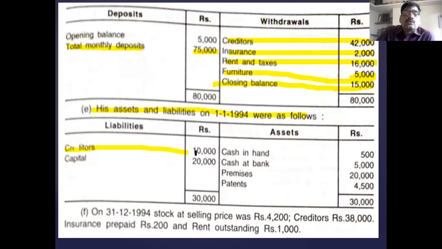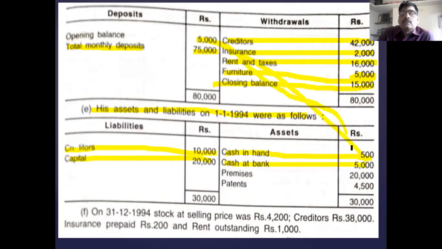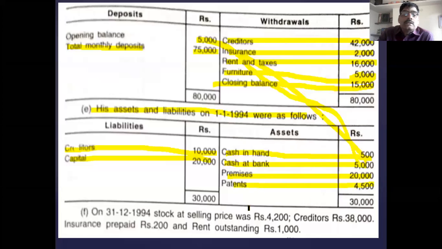First, creditor goes to creditor account opening balance. Capital goes to balance sheet. Cash in hand goes to cash account opening balance. Then bank account goes to bank account opening balance. It is already taken here. You see here, 5,000 is there already. Then premises goes to balance sheet. Patent goes to balance sheet.